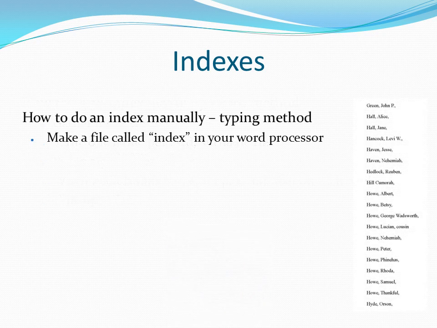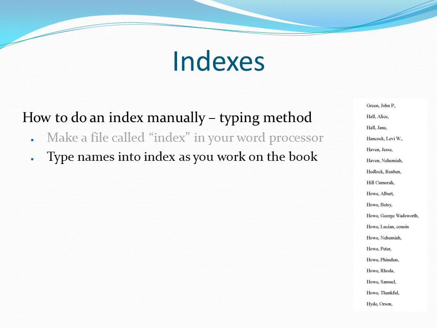Then this is the typing method. In this method, instead of using index cards, you do it in the computer. You're going to make a separate file, maybe call the file index or whatever you want to call it, but it's a separate file. It's not the same file that your book is in. And you type all the names. Instead of writing them on the cards, you're going to type the names.